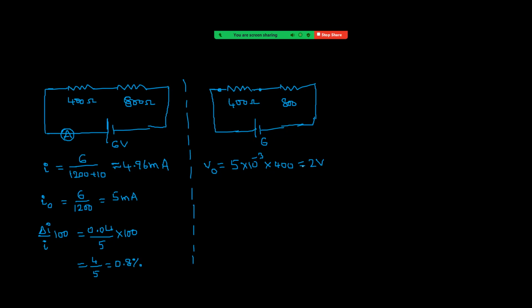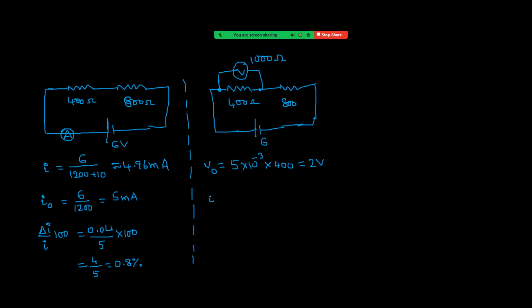So if you connect a voltmeter, it has to measure 2 volt if it is an ideal voltmeter. But practically, its resistance is not infinity, but large. So definitely the reading will be less than 2. So here, connecting the voltmeter, its resistance is given as 1000. Now see how to find the reading.